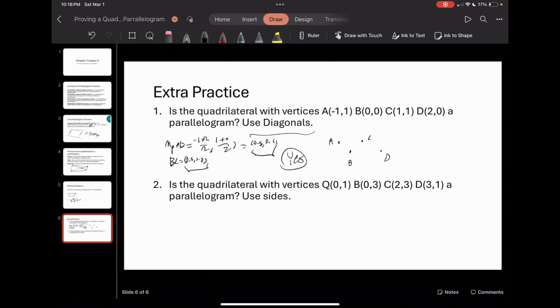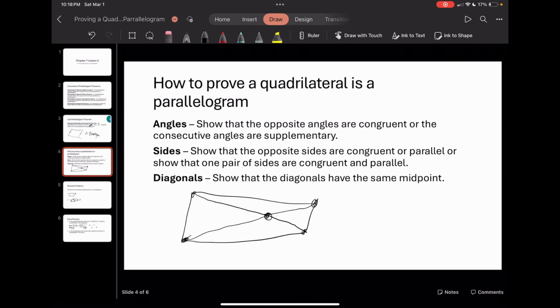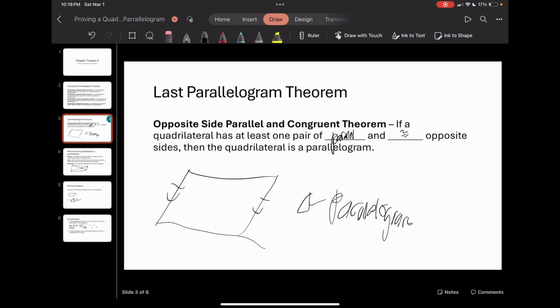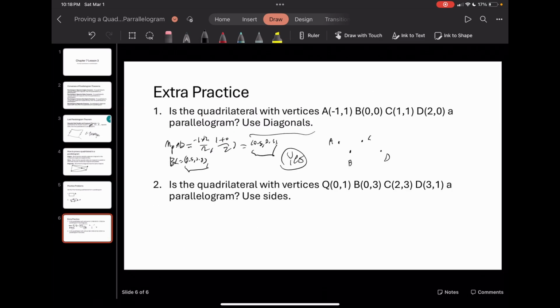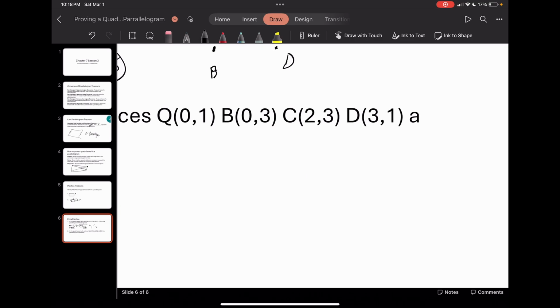Now we're asked to use the sides to see if QBCD is a parallelogram. With sides, we can either use the theorem, opposite sides parallel and congruent, or the converse, or the definition. I like to use the definition with slopes. So Q, 0, 1 would be here, B, 0, 3 here, C here, and D would be right here. You can obviously tell this is not a parallelogram, but you're asked to show it.